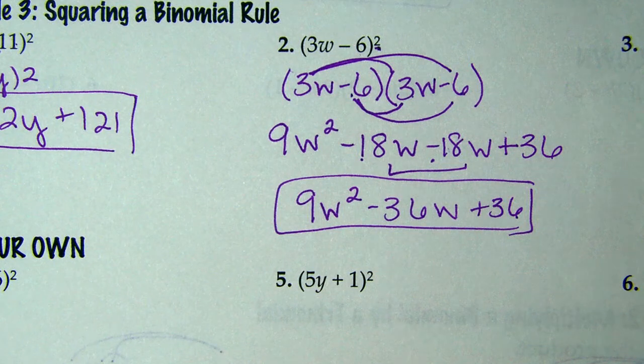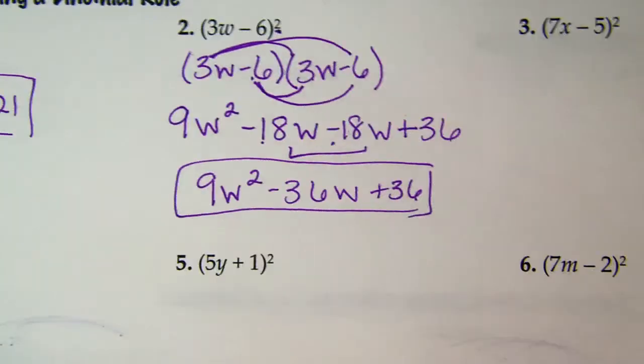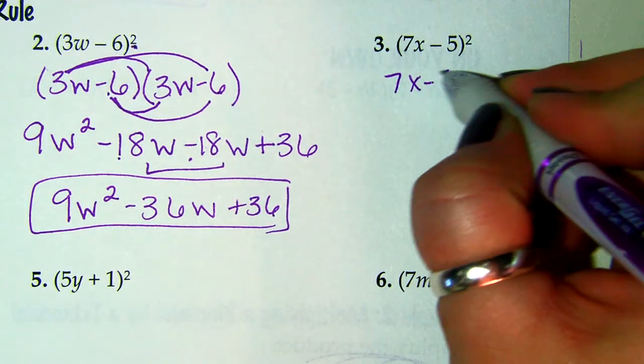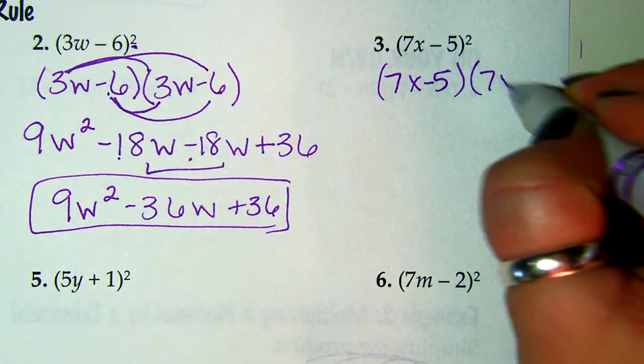I would do number 2 because I see a lot fewer mistakes when you write it out like that and actually distribute. So let's do one more. Number 3. So 7x minus 5 times itself, 7x minus 5.